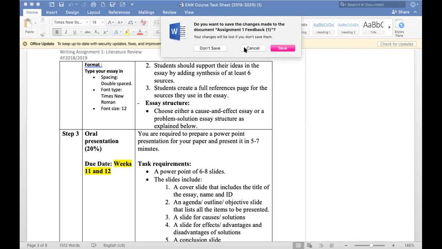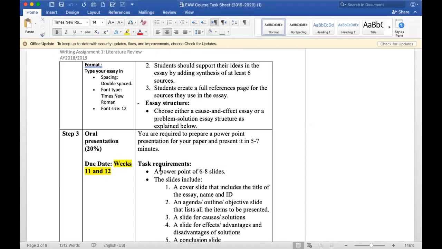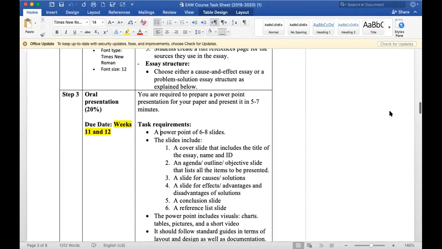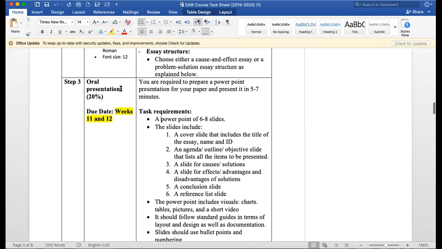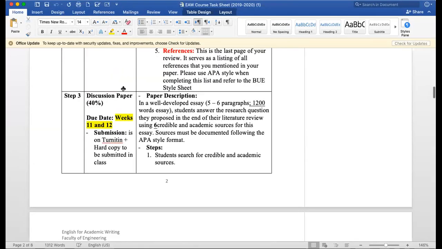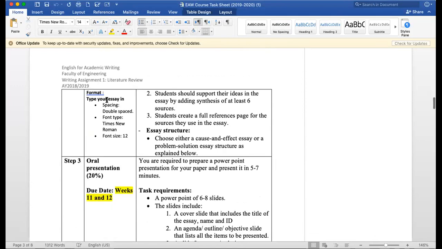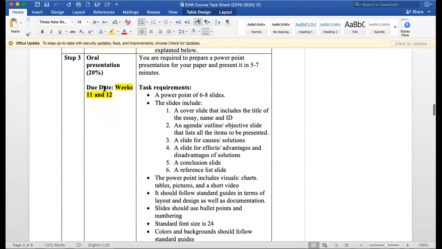What is our final project? According to the task sheet uploaded on e-learning, part of your final project is your discussion paper, and the other part is your oral presentation, which is 20%. Because we cannot meet face-to-face, we are going to ask you to prepare the PowerPoint presentation and you will record your own voice on it.